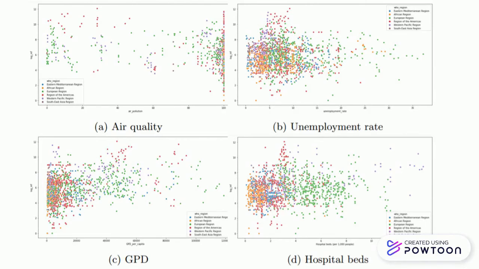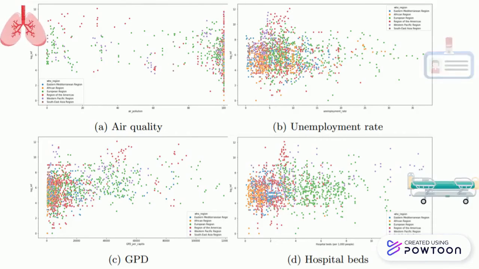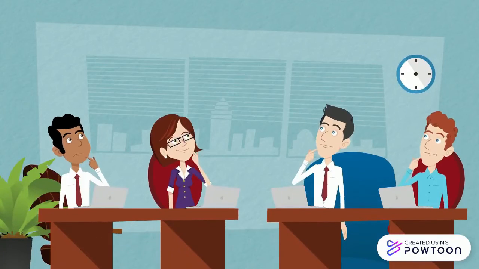As we can see, air quality, unemployment rate, the gross domestic product, and the number of available hospital beds across the region play an important role in determining the death rate of influenza. We can see that the lower these factors are, the higher the death rate of influenza is going to be. There are more cases concentrated around regions with low factors.